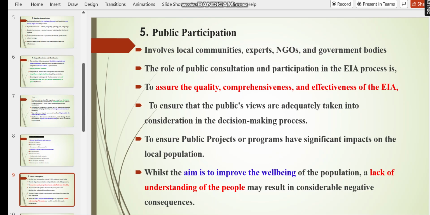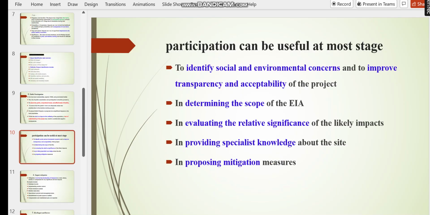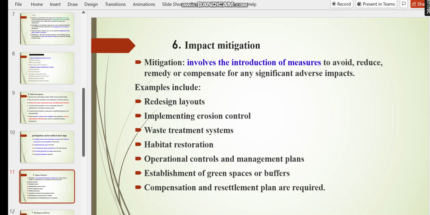Lack of understanding of the people may have considerable negative consequences. Participation can be useful at most stages. It is used to identify social and environmental concerns and to improve transparency and acceptability of the project, to determine the scope of the EIA, in evaluating the relative significance of likely impacts, and to provide special knowledge about the site in proposing mitigation measures.